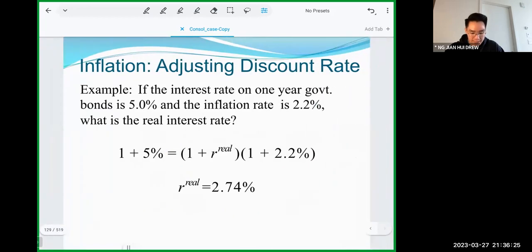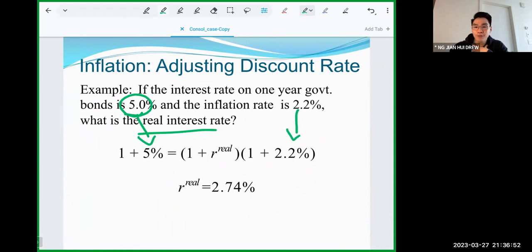I think we have a few examples. In the first example, we know that the interest on a 1-year government bond is 5%, and inflation is 2.2%. So what is the real interest rate? We plug in the nominal amount and the inflation. And remember, inflation basically eats up your return, so the real rate should be lesser. It's also kind of an intuition: if you calculate and realize that your real rate is bigger than your nominal rate, something is wrong, because inflation is supposed to reduce your return. So in a sense, I get the real rate of 2.74%, which makes sense here. And this is using the Fisher equation.